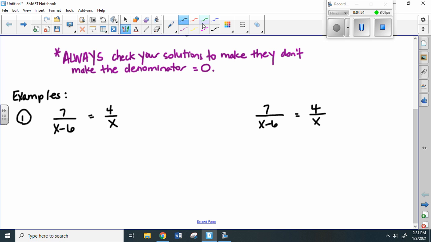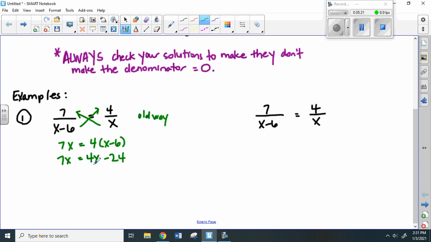So with our old way, since we have a single fraction equals a single fraction, we would cross multiply. So we would do 7 times x, and then we would do 4 times x minus 6, and of course we would have to distribute the 4, and then we would combine like terms on the same side.